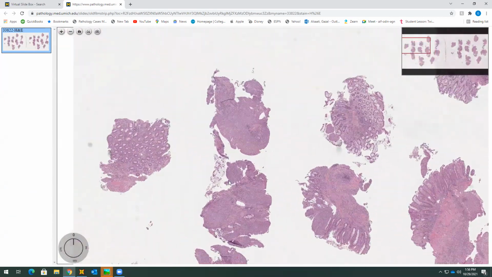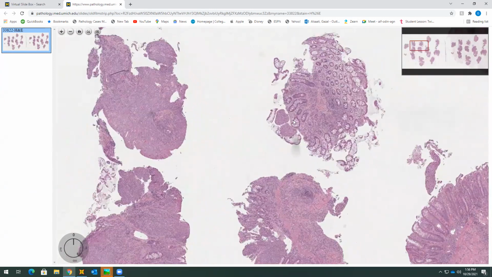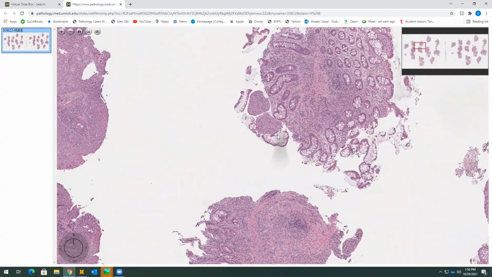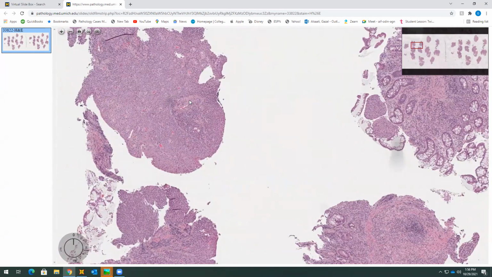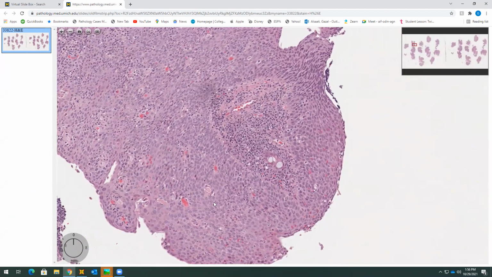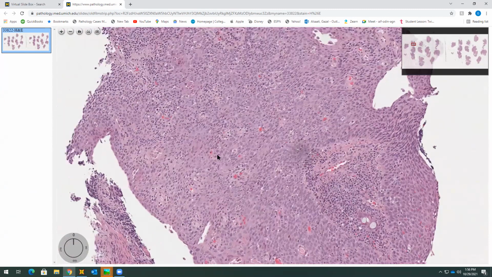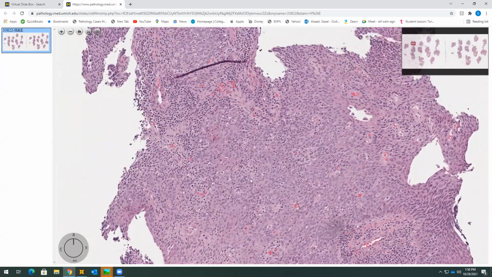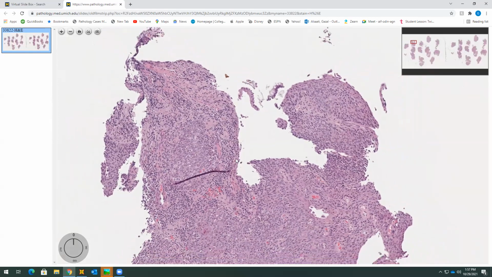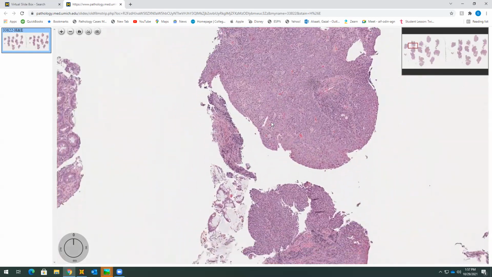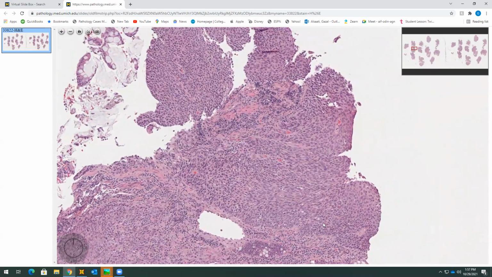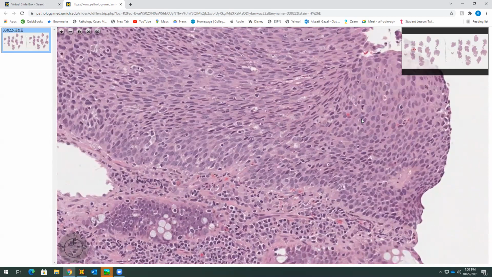So what do I have here? I have a glandular component. I have a squamous component, squamous component with high-grade dysplasia. Very, very dysplastic over here. I mean, if not worse than that, invasive. Look at that. Basaloid pattern.